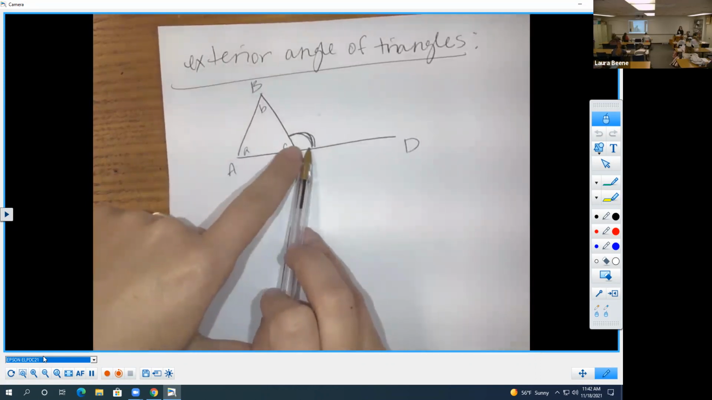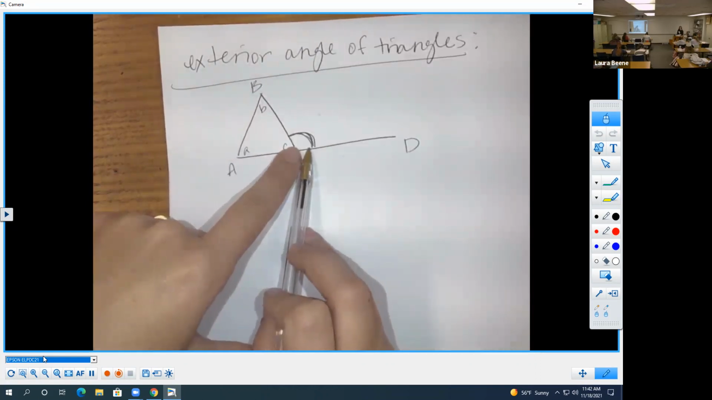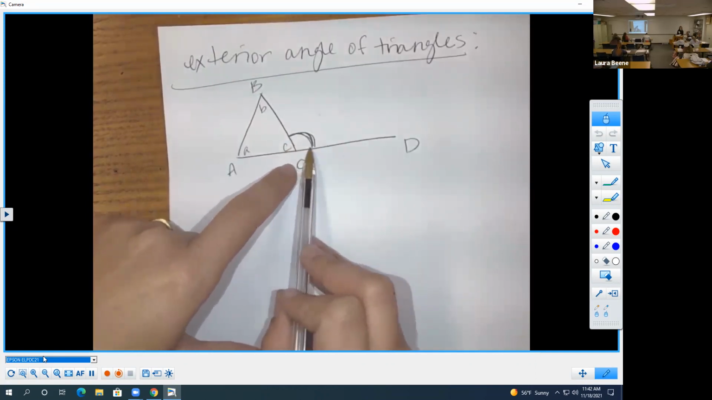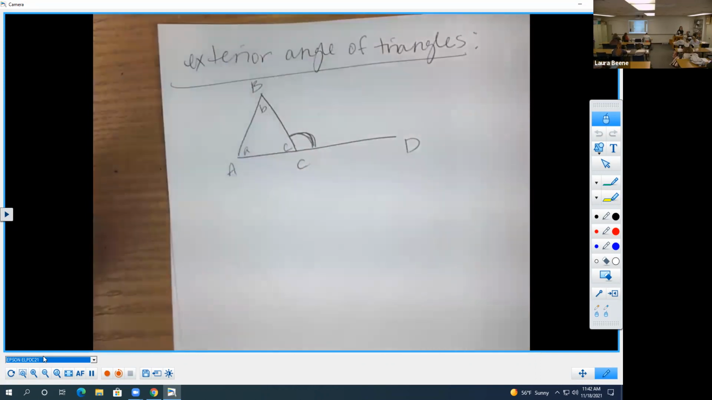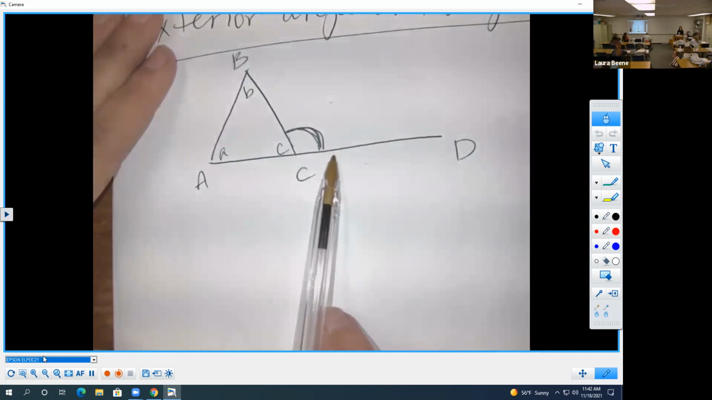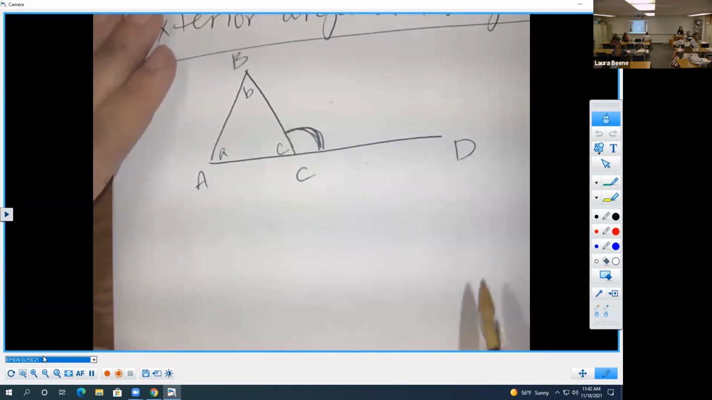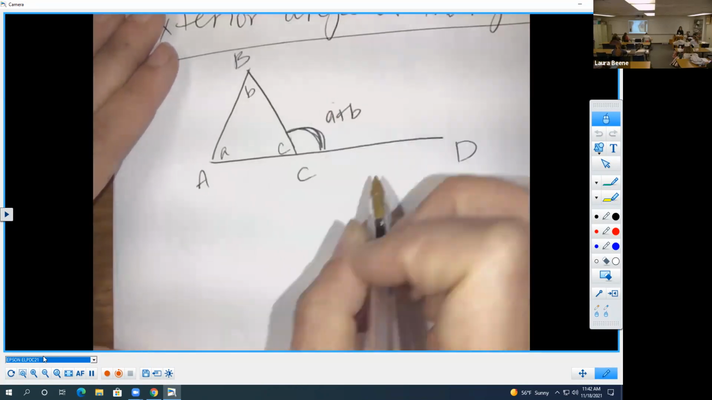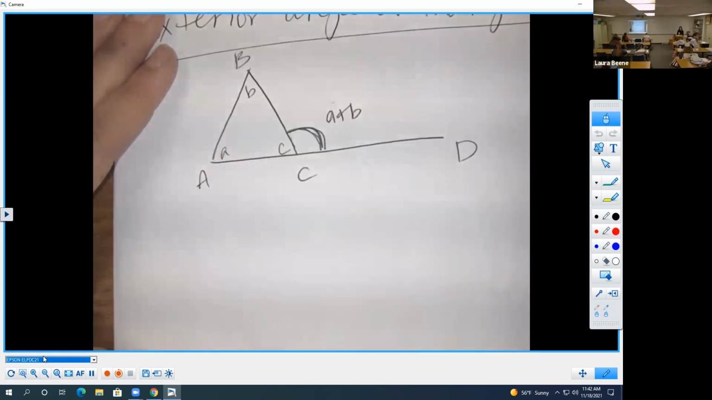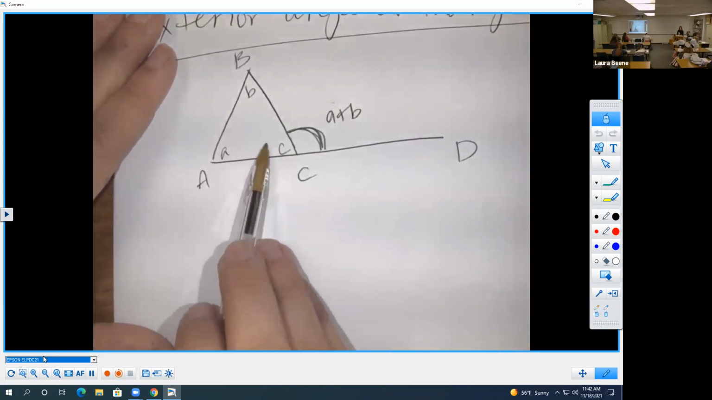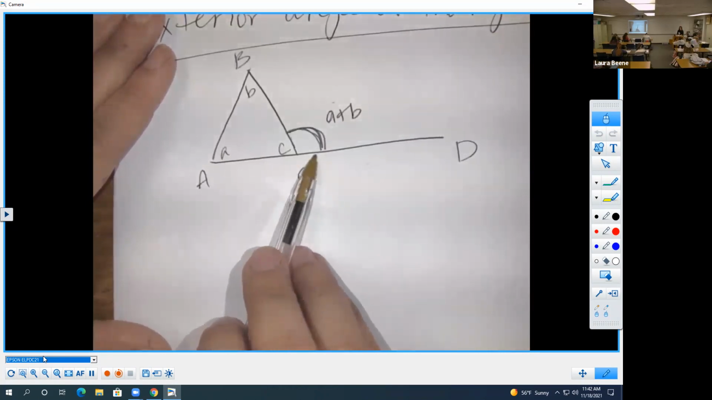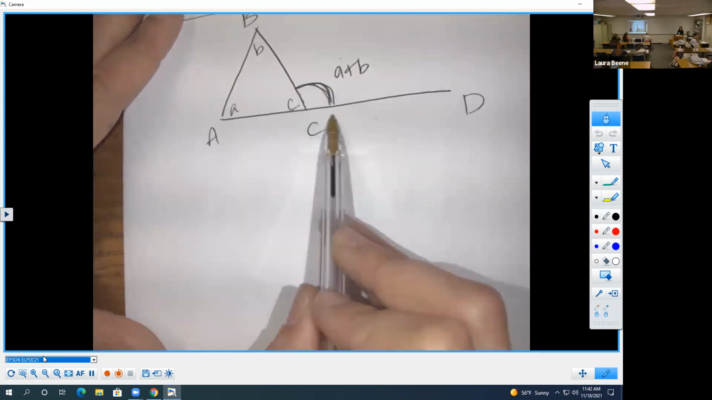Okay, so an exterior angle of a triangle is the sum of the 2 non-adjacent interior angles. We went over this before. So in this picture, what's the measure of this angle right here? A plus B, right? It's the sum of the 2 non-adjacent interior angles. Agreed? Or you could also do 180 minus C. What are those called? A linear pair, because they're on a line.